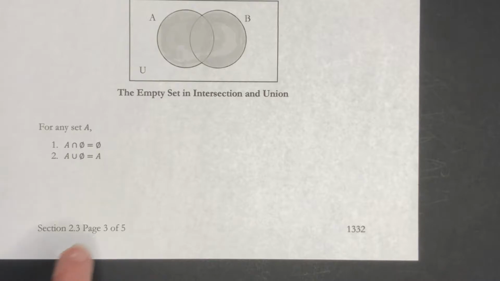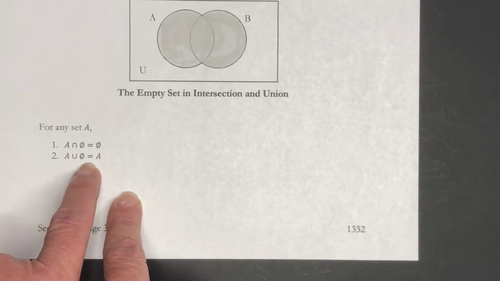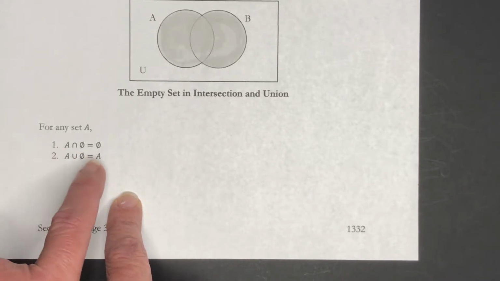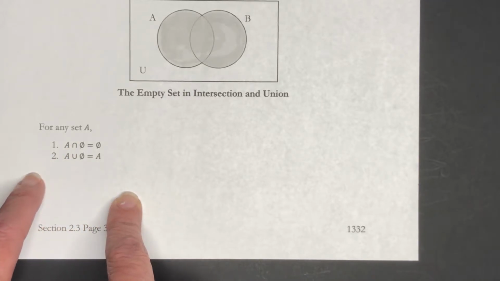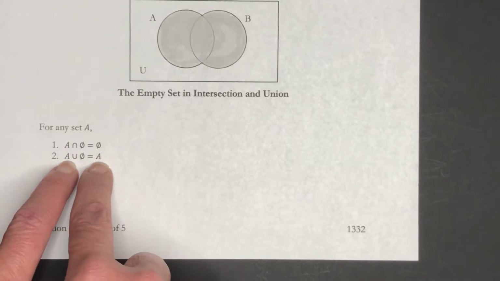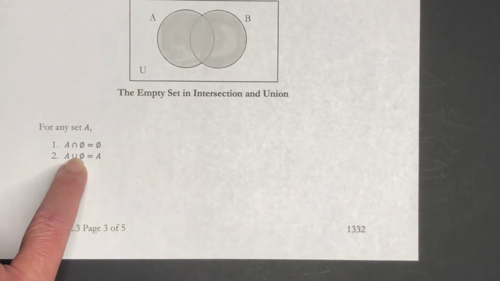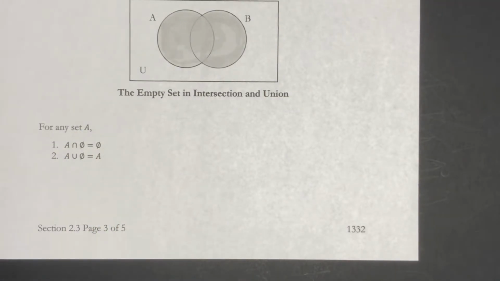Okay? Now let's change it to union. A union the empty set. What this does is it picks up everything that's in A, everything that's in the empty set, and everything that is in both. Well, everything in A is A. Everything in the empty set, well, there's nothing. And the stuff they have in common, well, that's also nothing. So you get the same thing here.